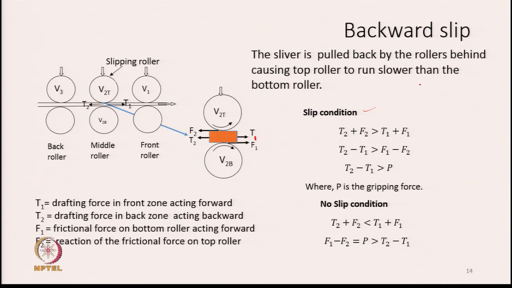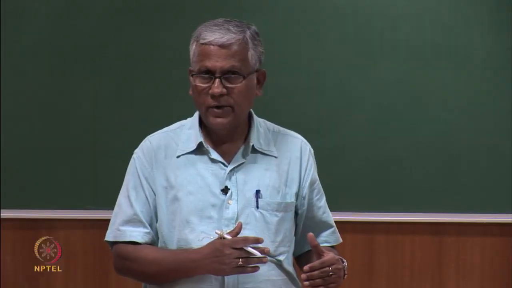Slip condition is that if T2 plus F2 is greater than T1 plus F1, in that case it is going to slip, and the slip is going to be backward slip. That is, the force on the sliver from behind is much more than the force acting on the same sliver from the front direction. So, this piece of sliver is actually receiving forces from the front side and from the back side.